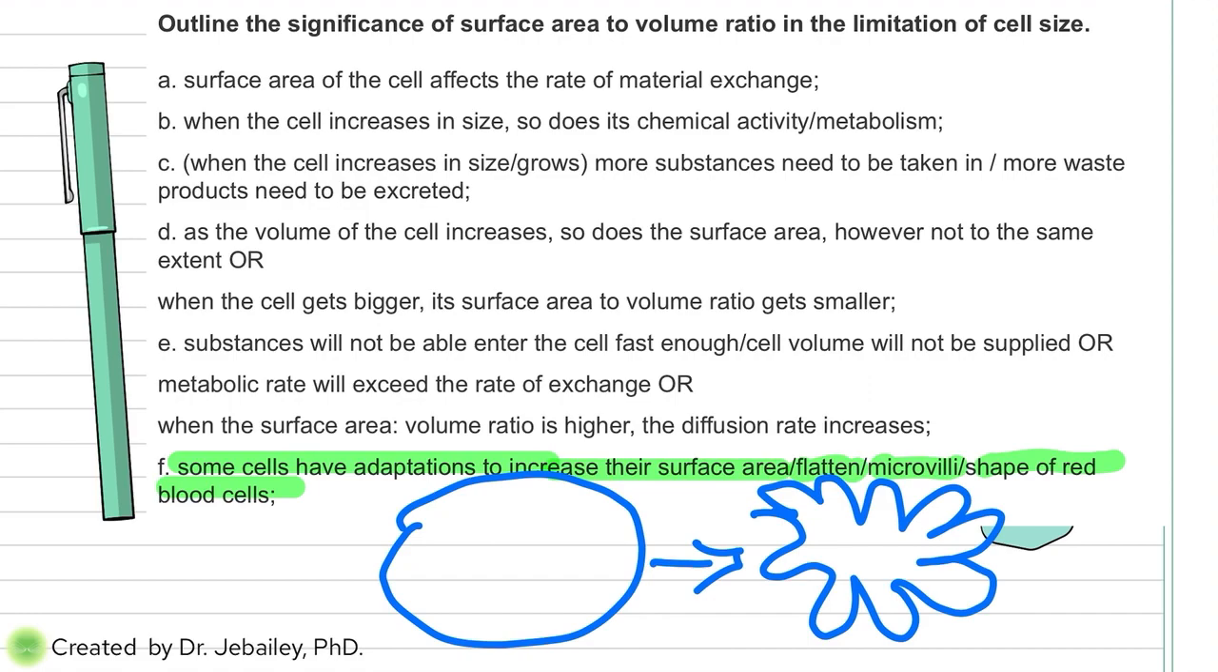So just mention this part: some cells have adaptations to increase surface area. This is what it is. It's just making extra folding. So looking at the recap, this is all the information. This will be an outline. This will be probably 4 points. But this is not the only thing.